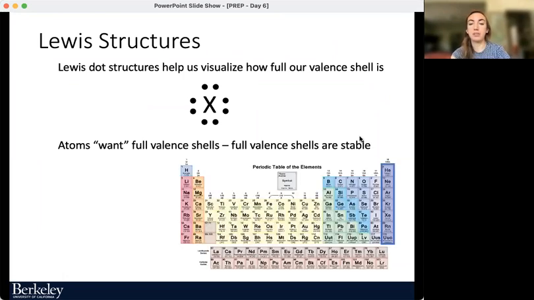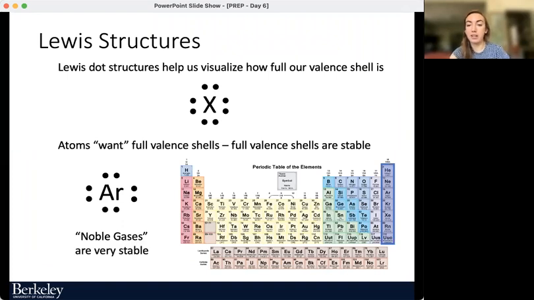And so if you look at the periodic table, this 8th column has all of these elements that will have full valence shells when they're neutral. And so those are called noble gases. They're very stable. They don't want to react with anything else because they're already happy. They have a full valence shell.